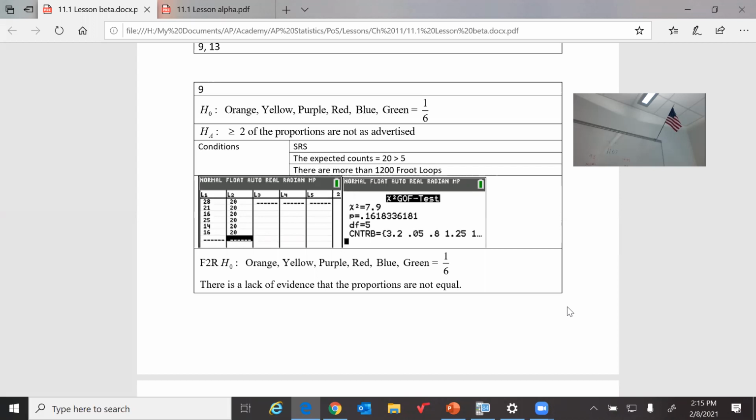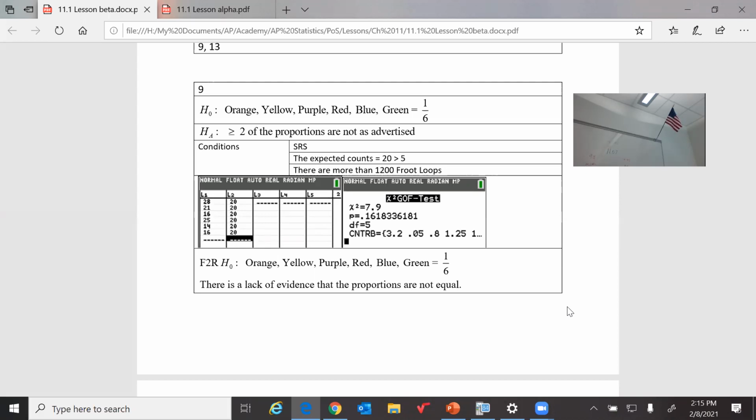SRS. The expected count, which is list 2, well, the sample size is 120. Divided by the categories gives you 20. They're all bigger than 5. And there are more than 10 times 120 Fruit Loops. The test statistic is 7.9. But 7.9 is not going to mean anything to you.